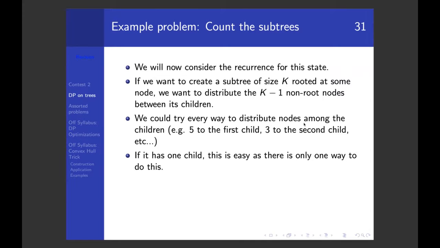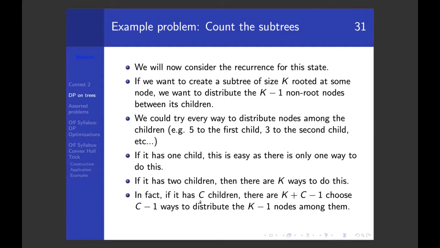If we have one child, there's only one way, right? We take one node for ourselves and give the rest of the k minus 1 to our child. So our recurrence would be dp child k minus 1. If we have two children, there are k ways to do it. We can give 0 to our first child and k minus 1 to our second child. We can give 1 to our first child and k minus 2 to our second child, etc. All the way up to k minus 1 to our first child and 0 to our second child. We could add up all the states for those two and get our answer.